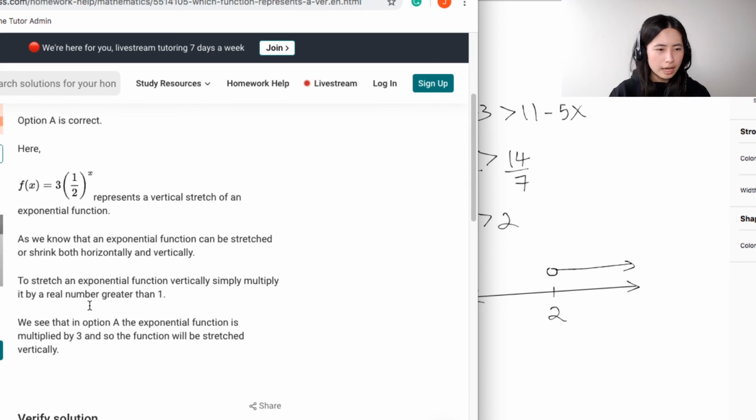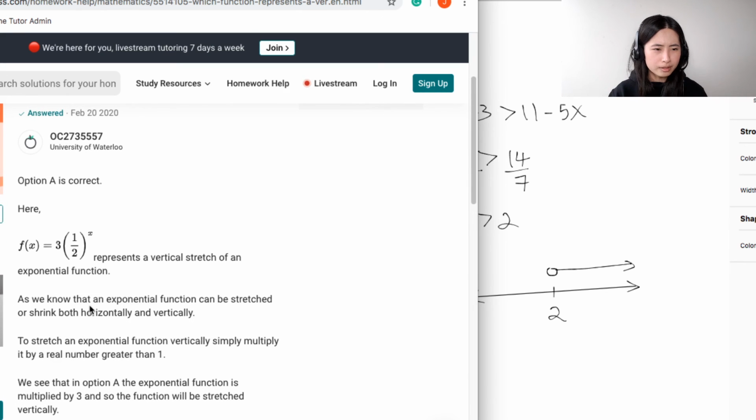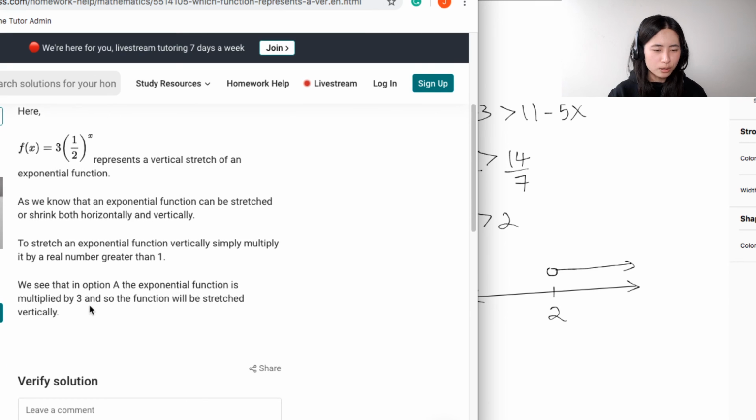So yeah, apparently there isn't any option here. So as we know, an exponential function can be stretched or shrunk both horizontally and vertically.